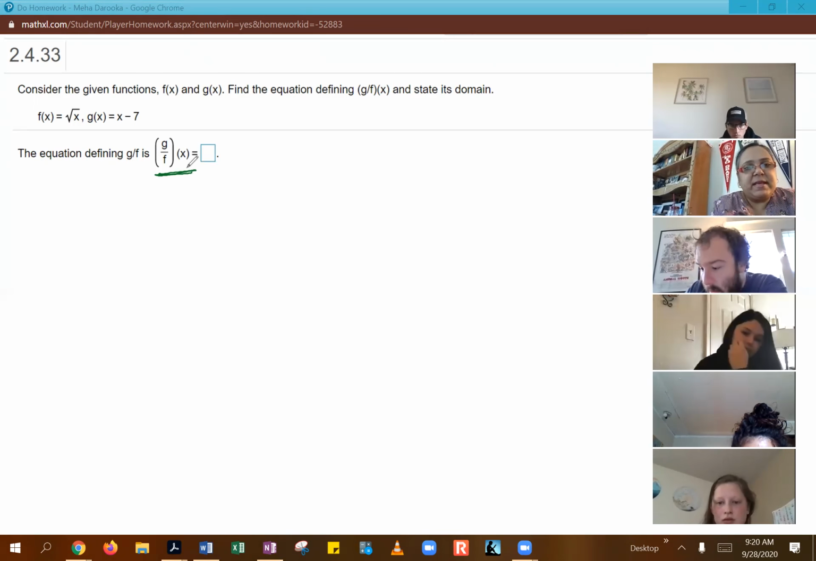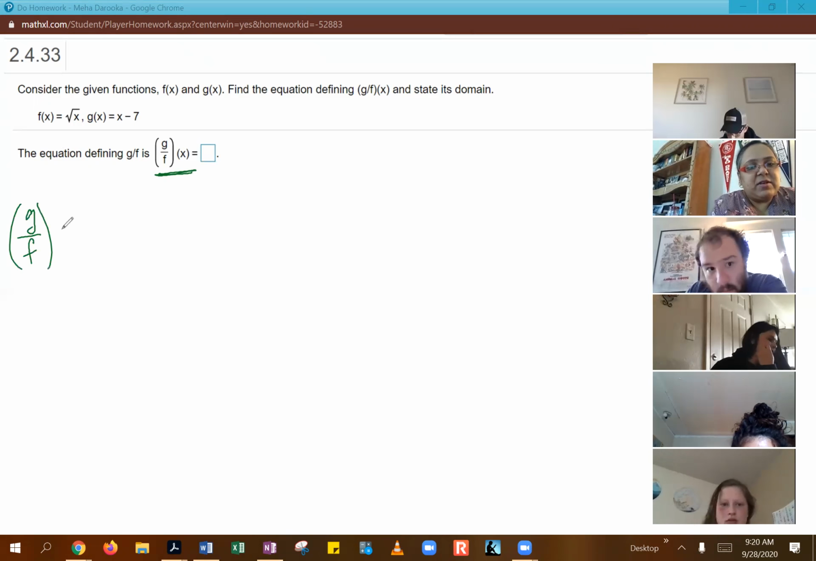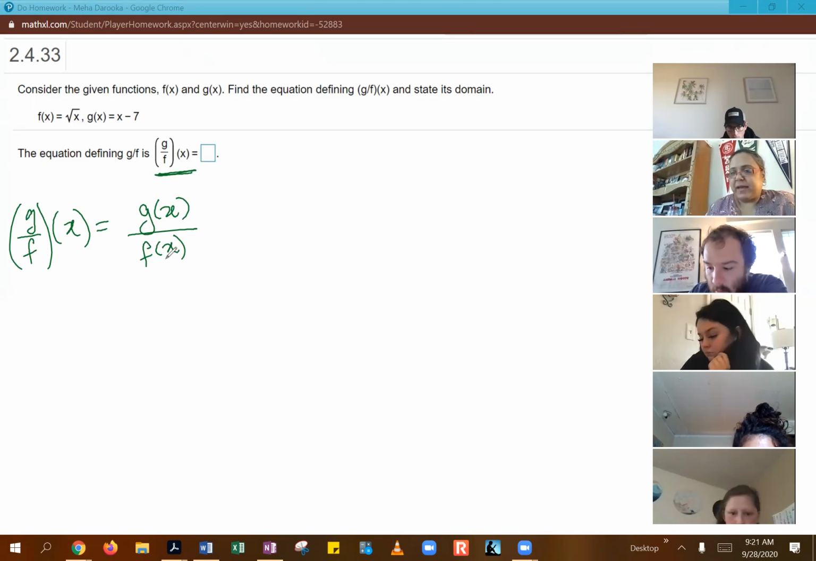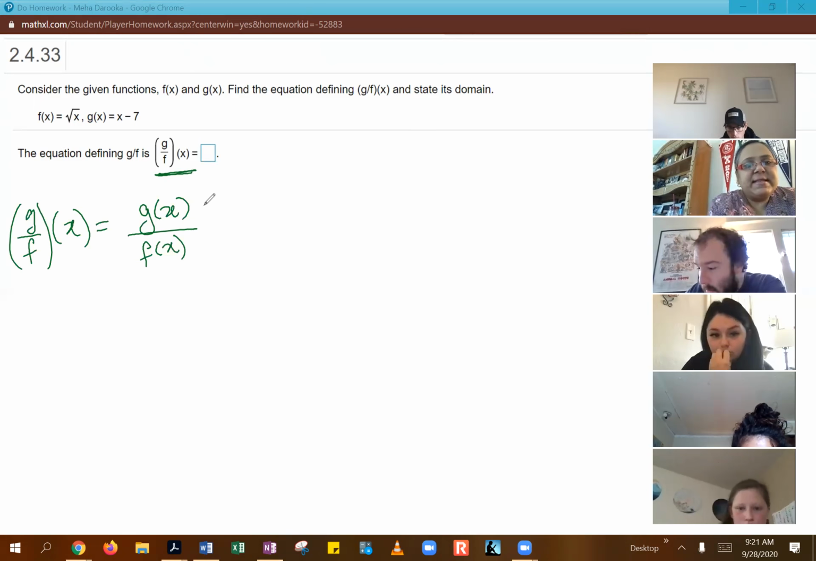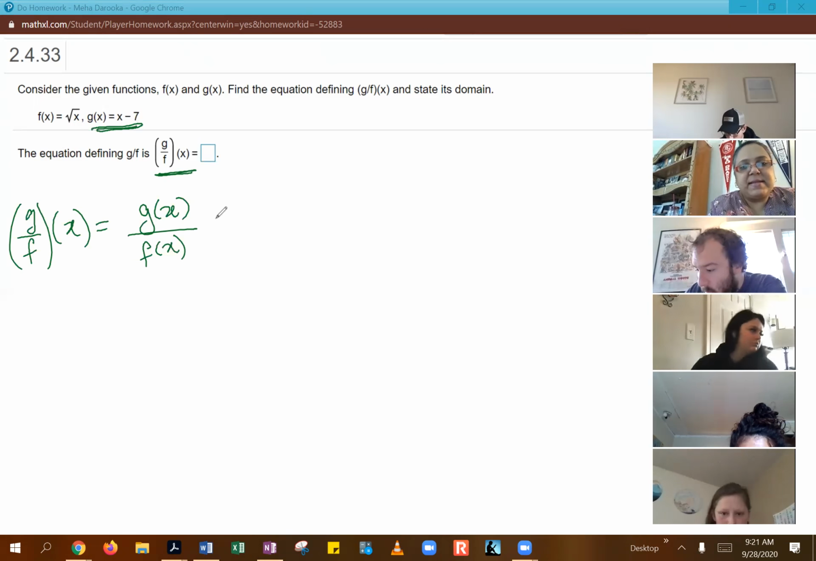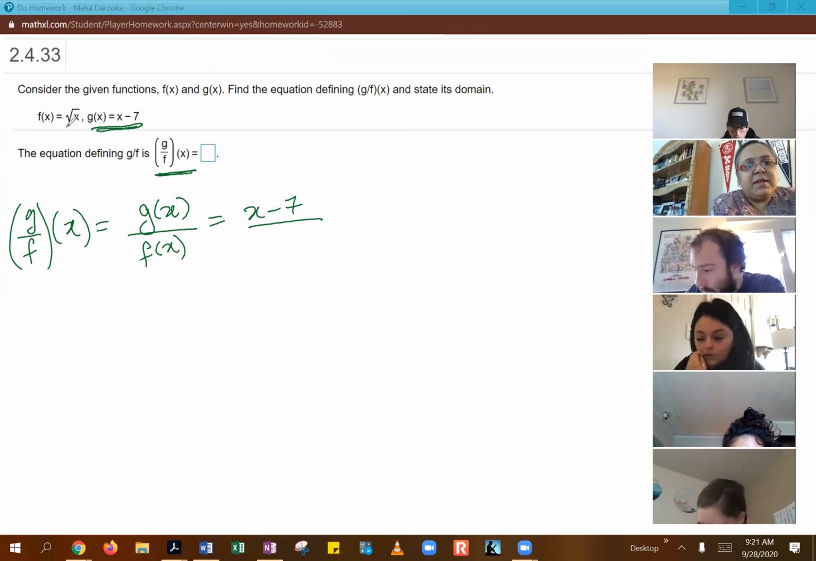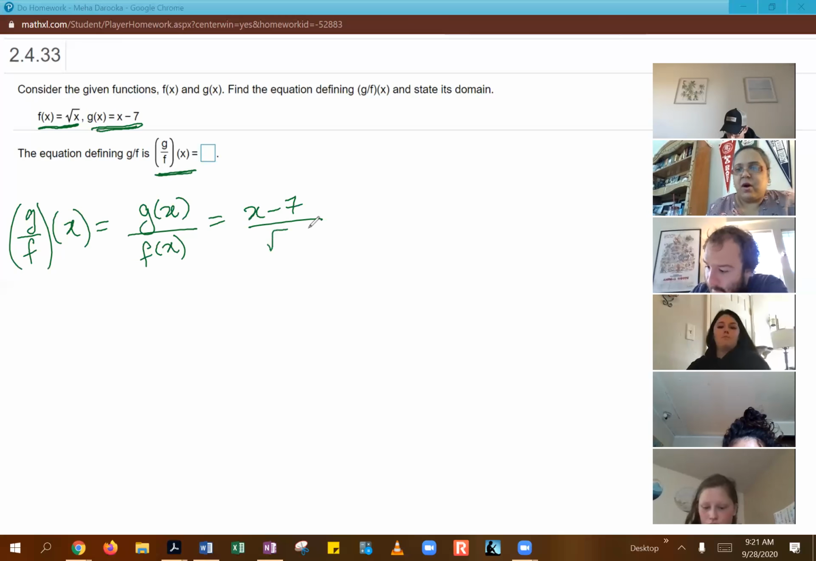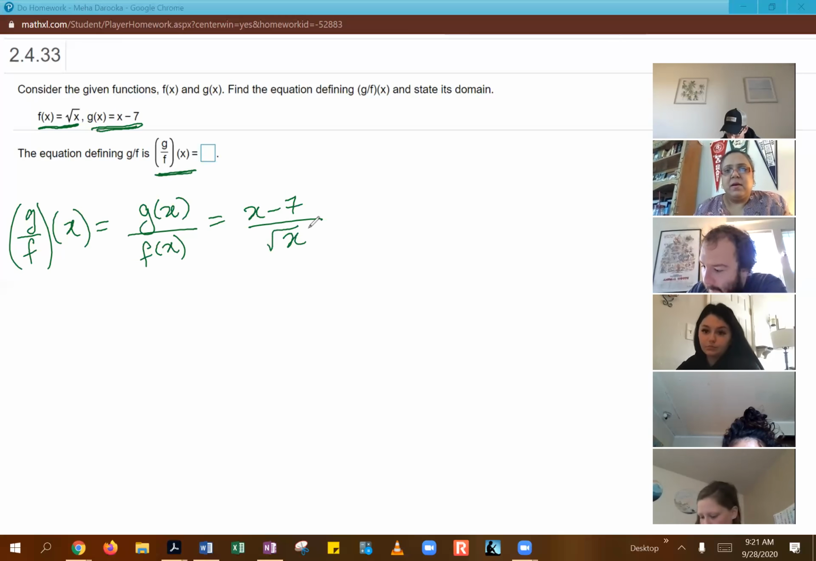So when they give us g divided by f evaluated at x, remember by our definition, that means you are taking the g of x function and dividing it by f of x. Our g of x is defined as x minus 7. That will go on the numerator. The denominator is defined by the f function, which is square root of x. And honestly, that's all you have to do.